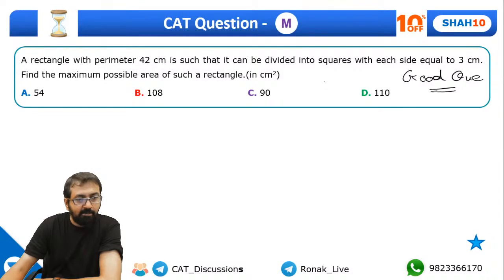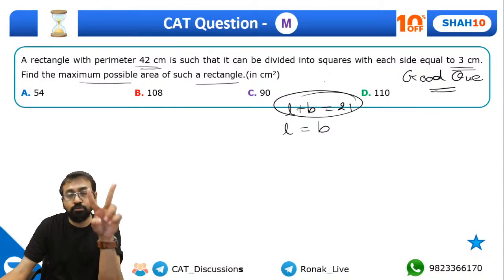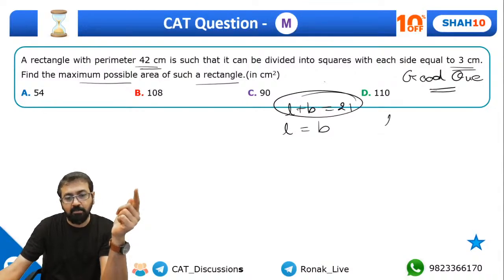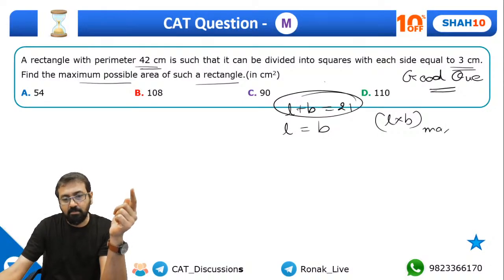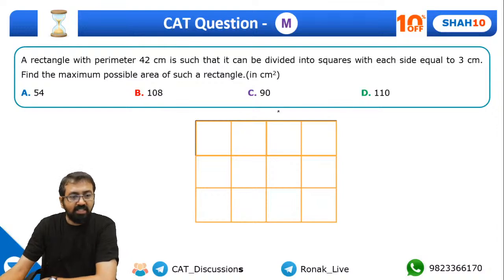A rectangle with perimeter 42 is such that it can be divided into squares with each side equal to 3 centimeter. Find the maximum possible area of such a rectangle. Guys, maximum possible area would occur when length is equal to breadth, because you are given length plus breadth as 21. Yes or no? So if the sum of two numbers is given, the product L into B is maximum when L is equal to B. Remember this. So one thing is for sure, that this length has to be a multiple of 3. Same way this breadth also has to be a multiple of 3, correct?